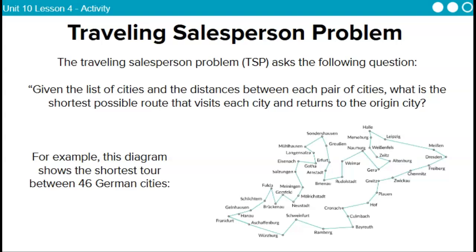You can imagine something like this would be applicable in today's world with Amazon packages. I have so many Amazon packages, and here are all the places I need to go. I do need to return the truck to the garage, so I have to go back to the exact same spot. Where should I go? What would be the fastest and most efficient path to take?